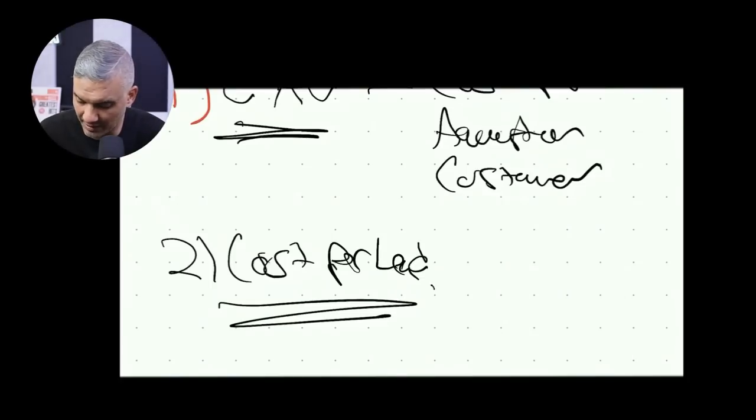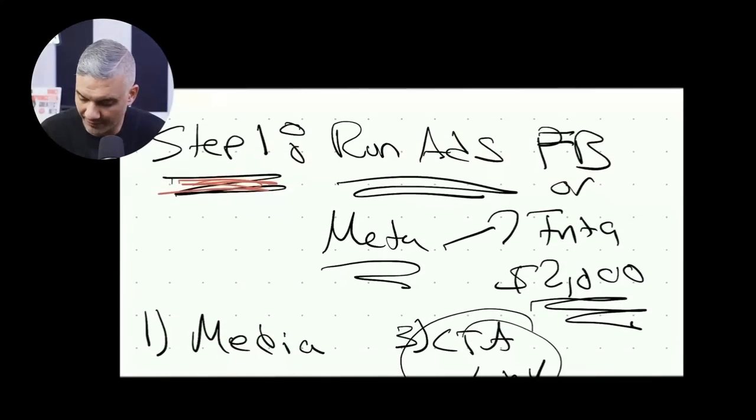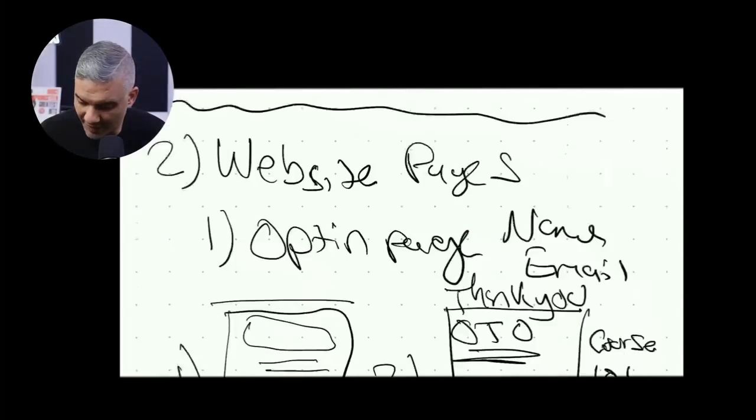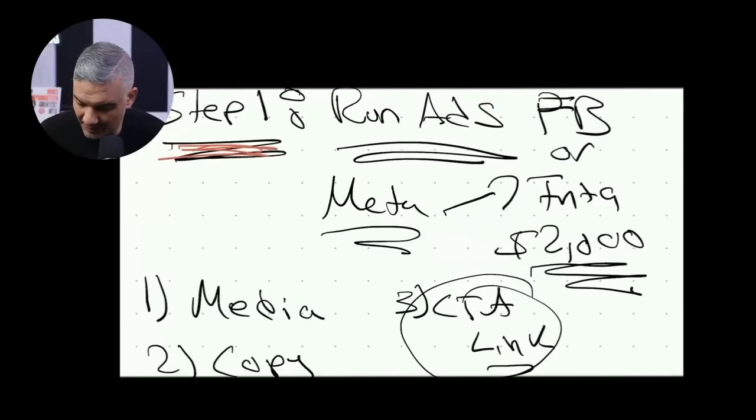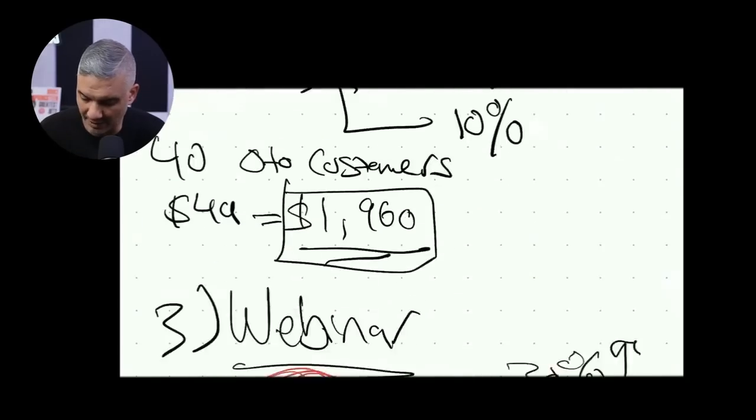But cost per lead is the one we talked about, this number here. Let's say it costs you $5 to get a lead, and you spend $2,000, that gives you 400 people. We put the ad spend here. So your cost per lead is going to affect a lot of things, because the lower your cost per lead, the more leads you can get, the more chances you'll have to get them to buy the one-time offer, the more chances you'll have to get them to buy the webinar.